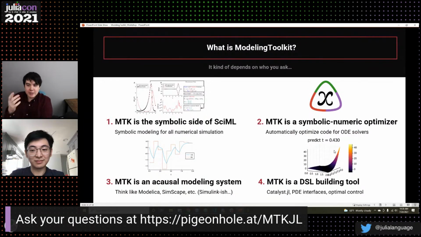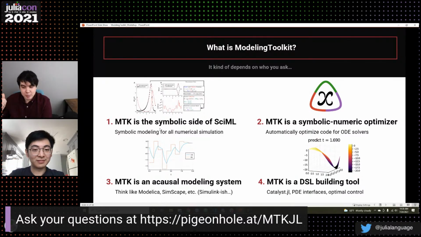And so what is Modeling Toolkit? It depends on who you ask, but at the same time, it also is all of these pieces all at the same time, right? So it is the symbolic side of Modeling Toolkit. It is a symbolic numeric optimizer. It is an Acausal modeling system, and it is a system that people are building DSL tools on top of, right? It's all of these ideas at the same time.